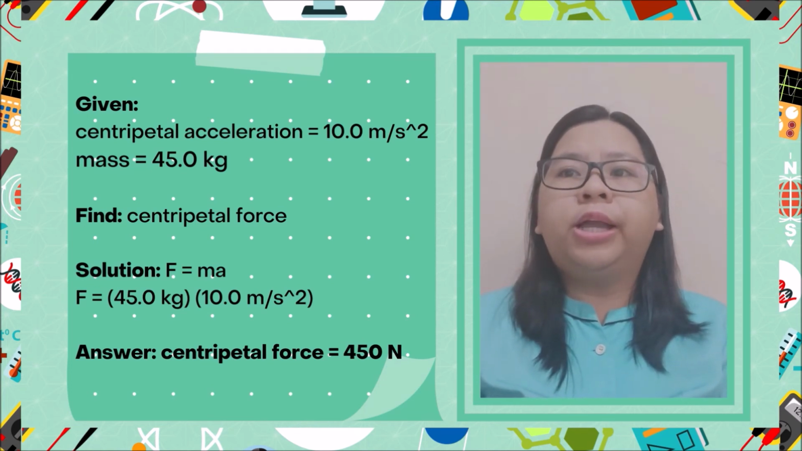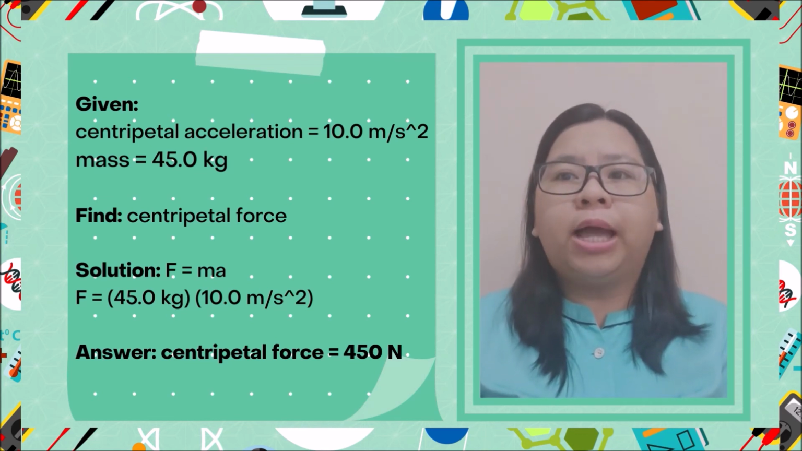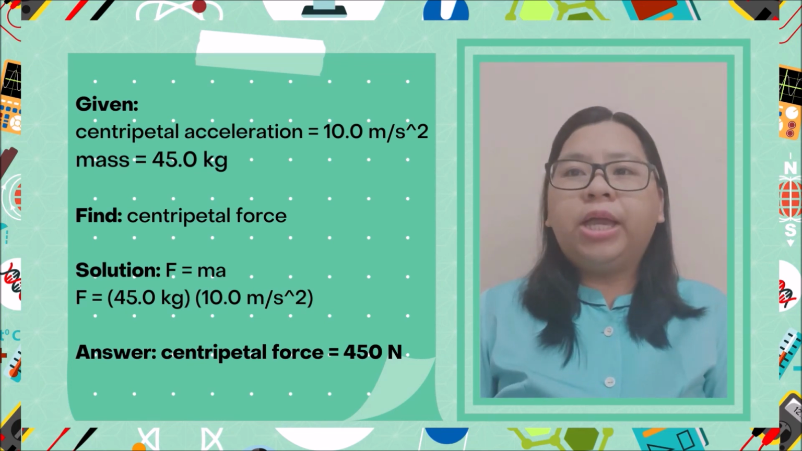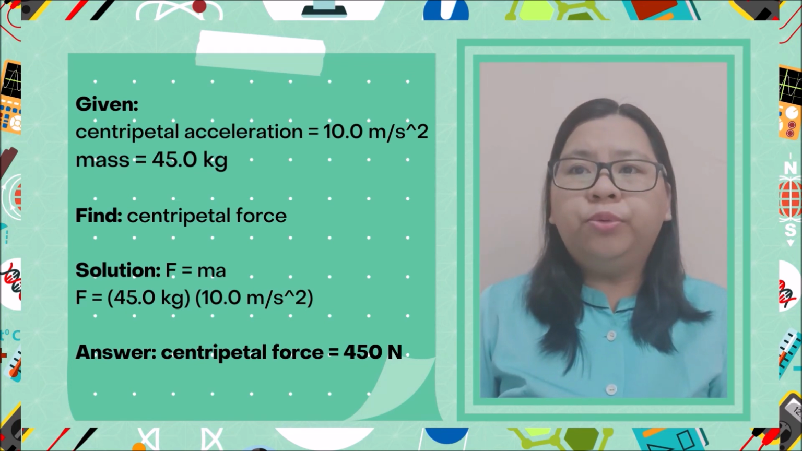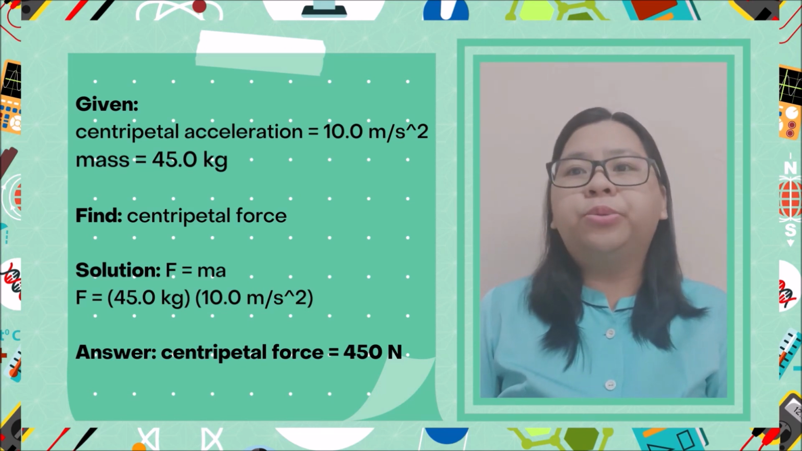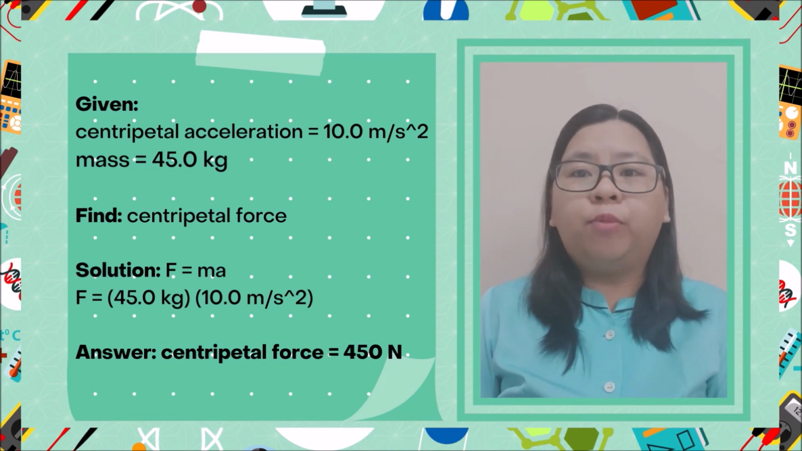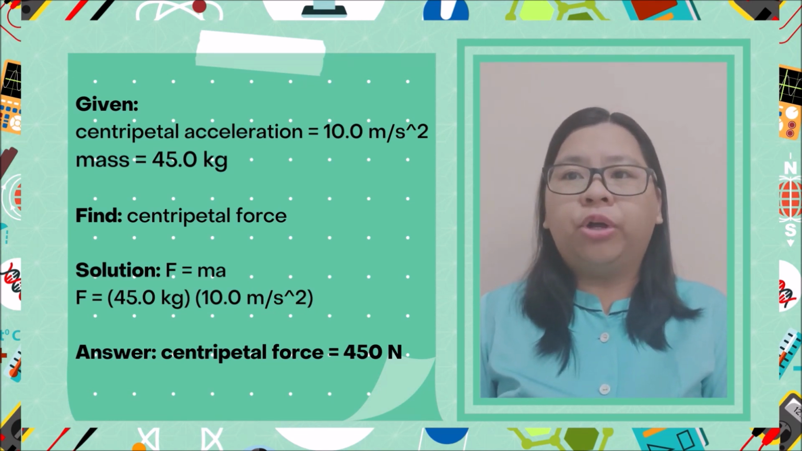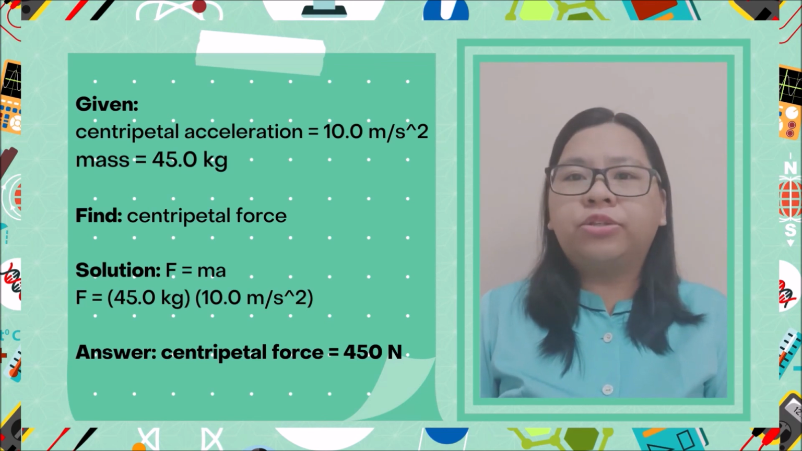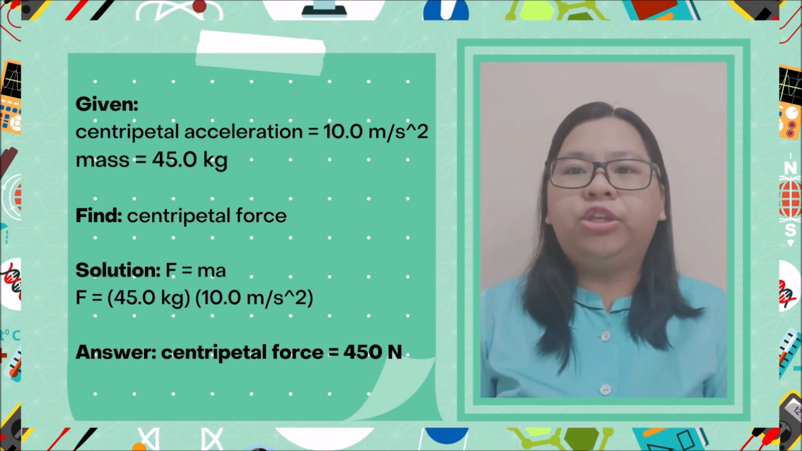So this time, we are looking again for centripetal force. So we will be using the formula, centripetal force is equal to mass multiplied by centripetal acceleration. So again, we will just substitute the value, which is force is equal to 45 kilogram, which is the mass, multiplied by 10 meter per second squared, which is the acceleration, and we will come up with the answer 450 Newton.